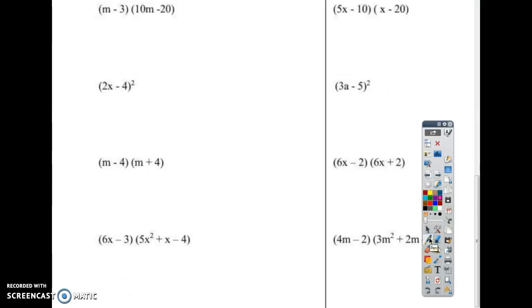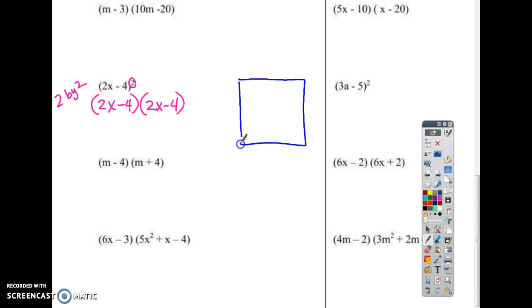Okay. Our next one is this one with the square. I don't want you to get scared. That just means it's 2 times itself. So it's 2x minus 4 times 2x minus 4, which is a 2 by 2 box, right? Super easy, not hard at all, just like the one that we did. So it's a 2 by 2. And we can go ahead and make our box a 2 by 2. Okay, and then we have 2x minus 4 times 2x minus 4. Any questions?